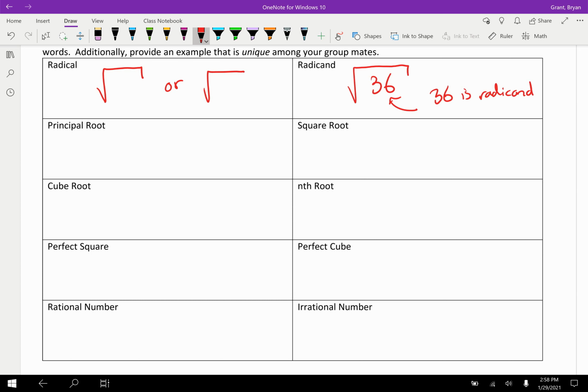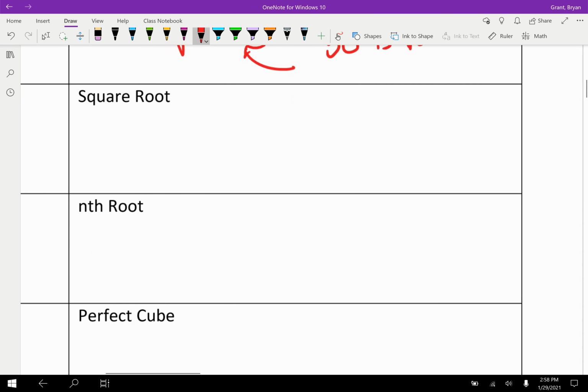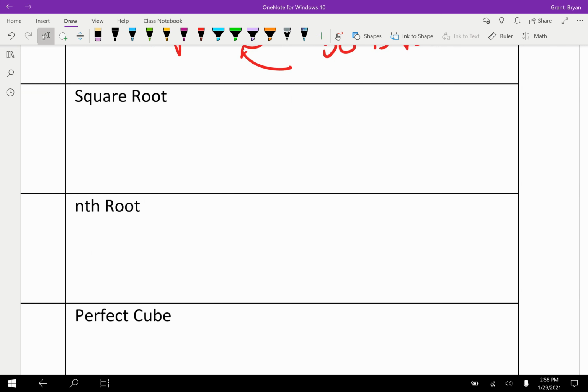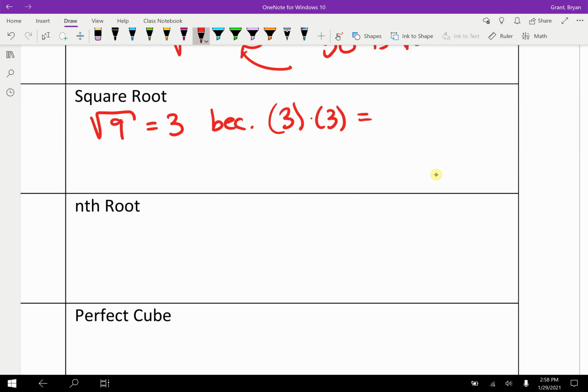The principal root. Well, to understand the principal root, we should probably talk about a square root first, and then we'll go backwards. Because we already kind of defined a square root, so instead of writing a definition, let's just write two examples. Start with the square root of 4. No, let's go bigger. Let's start with the square root of 9. The square root of 9 is 3, and that's because 3, I'll write it like this, times 3 equals 9.